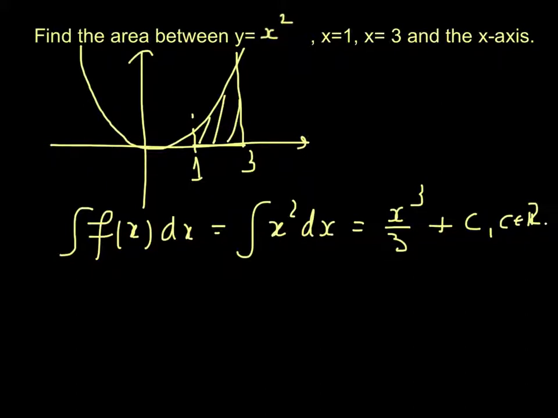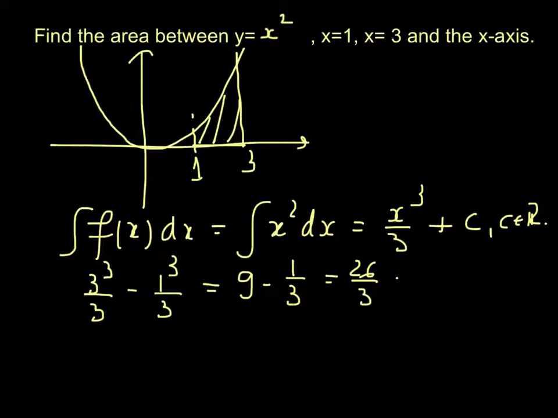Therefore, the area is F of 3 minus F of 1. So 3 cubed over 3 minus 1 cubed over 3. 9 minus 1 over 3, 26 over 3. That's the area required.